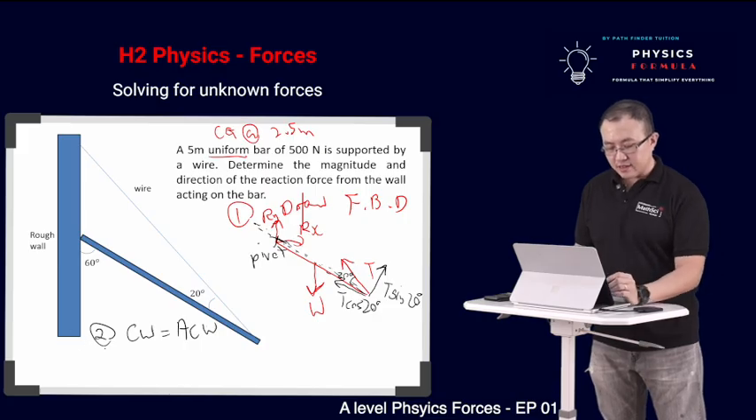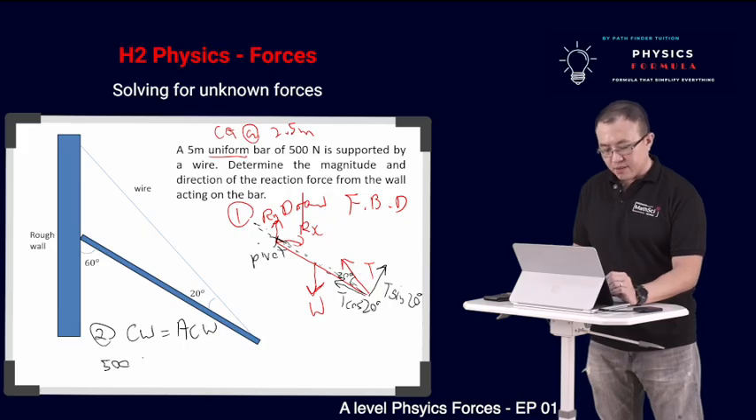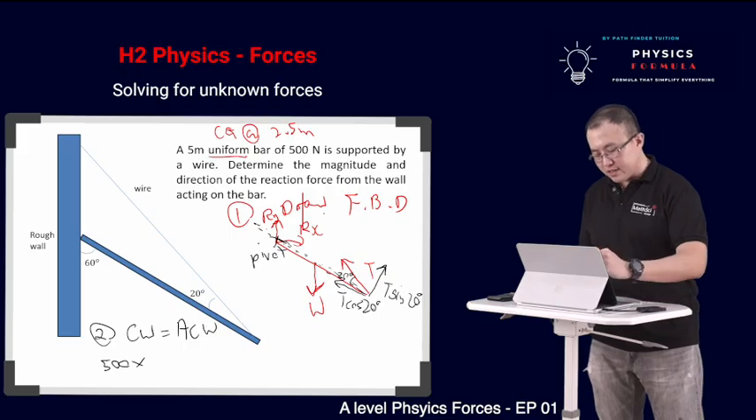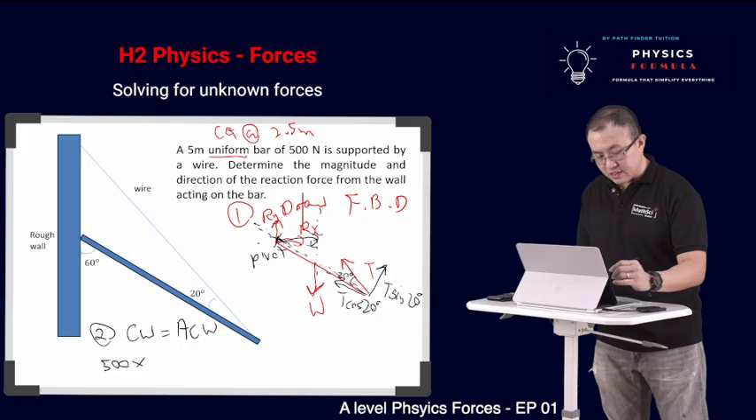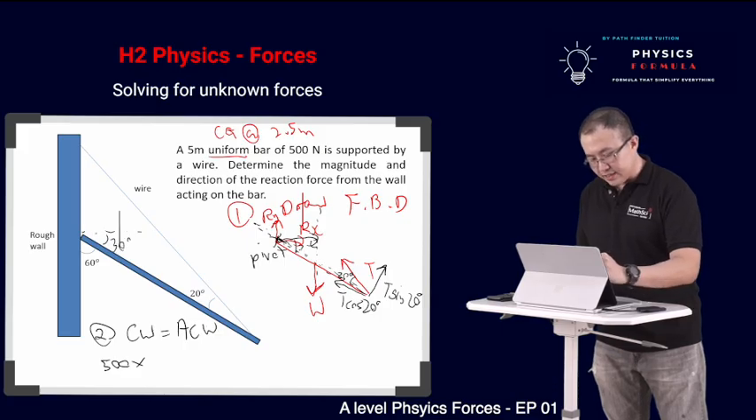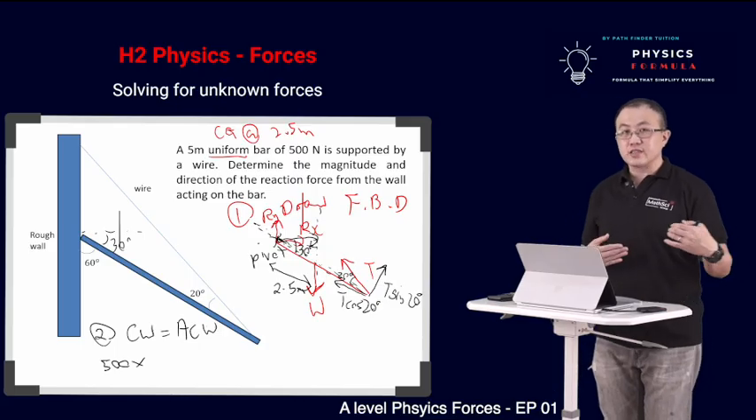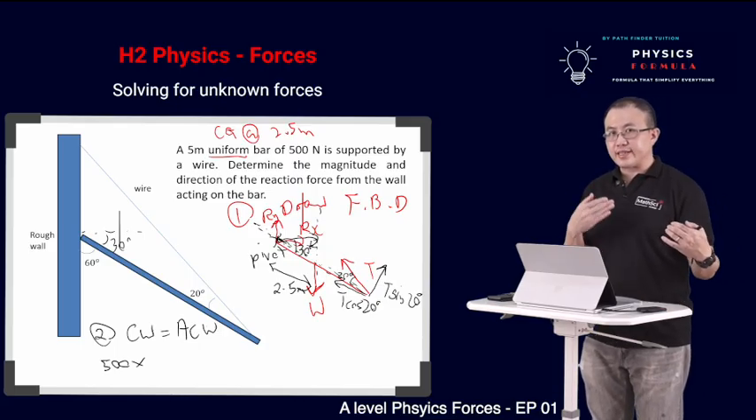Now, the clockwise moment will be due to the weight. So the weight 500 multiplied by, what's my perpendicular distance? You draw a dotted line, then this part is the perpendicular distance. What is the angle of these things? It's 60 here, so this will be 30 degree. And this length here is 2.5 meter. How do I know? The entire thing is 5. Uniform beam, the weight will be acting in the midpoint.